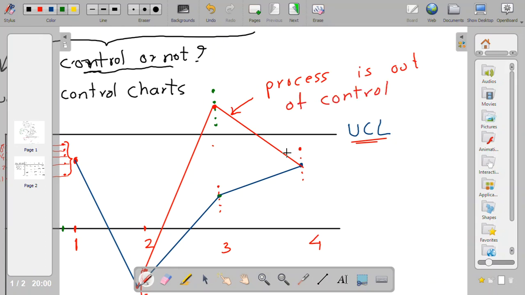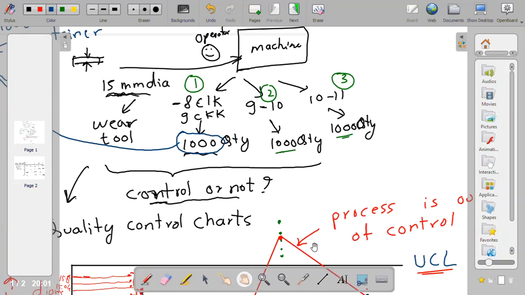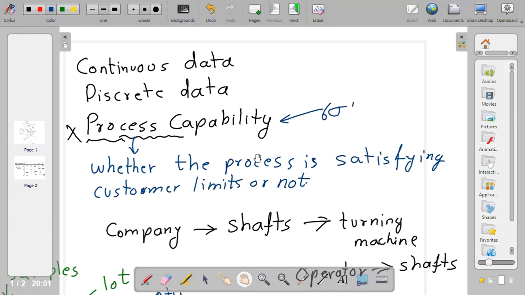And next, when the data points were inside this limit, that time we say that the process is in control. So every time when you are checking the process capability, whether your process is satisfying customer limits or not, first you have to find out whether this process is under control or out of control.